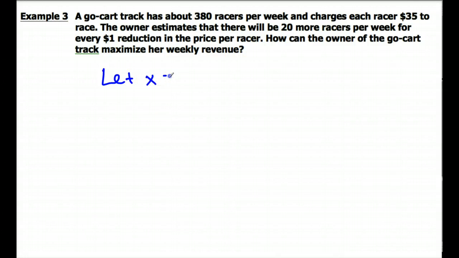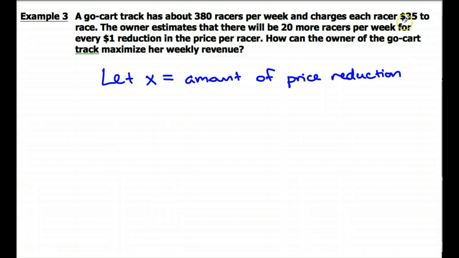I'm going to let x equal the amount of price reduction, because that's what we want to know. How much do we need to reduce the price by? The price right now is set at $35. Okay, so we want to know how much do we need to decrease that by to maximize our profit. So if x were 1, that means that the price would drop to $34. Okay, if x was equal to 5, that means the price would drop to $30. So x is the amount of the reduction.